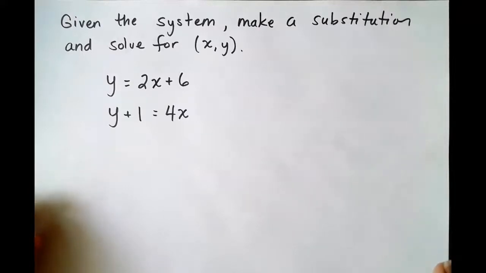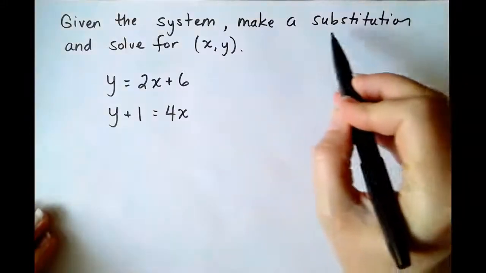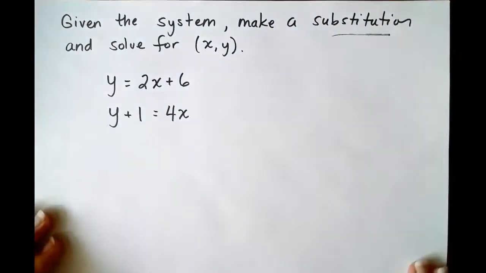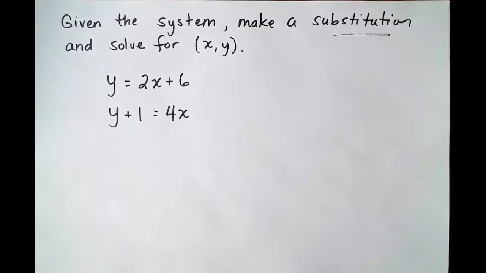So here's a system. Given the system, make a substitution and solve for the point x, y. Remember, the solution to the system is where the two lines intersect on the graph. But what we saw in the application video in the last section, and also in one of the other problems, is that sometimes the graph is not always precise enough to actually determine what the solution to the system is. So that's why algebra comes in handy here. But the first thing we want to do is think about, well, what is going to be my substitution?